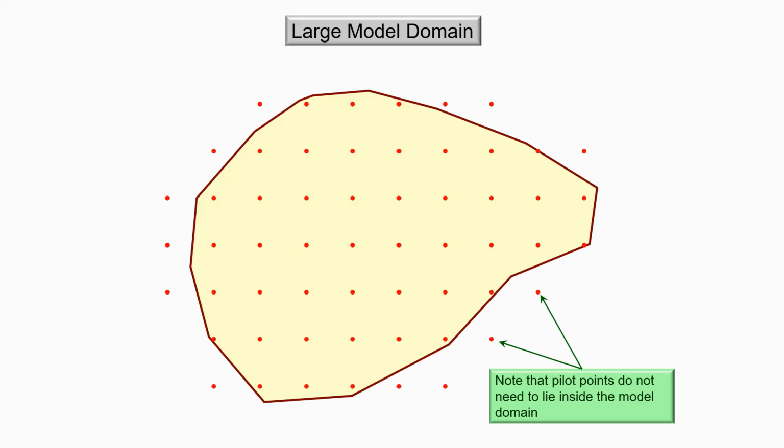Note from this picture, by the way, that pilot points ascribed to a model domain or a zone don't actually have to lie within that model domain or within that zone. They can lie outside of it and still interpolate to it. And that's often recommended practice, actually. We don't want to extrapolate, we want to interpolate. And we don't extrapolate where some pilot points actually lie outside the model domain.